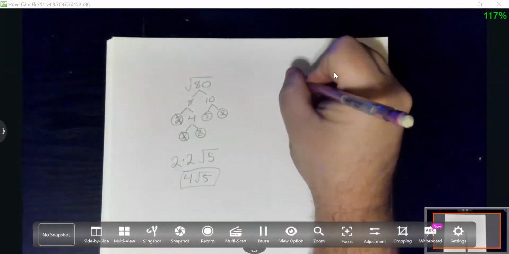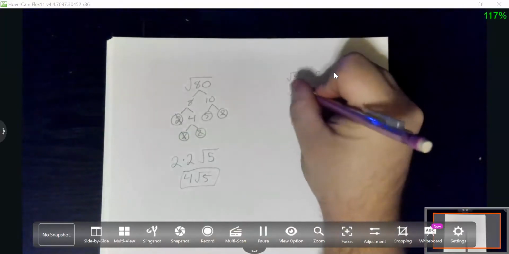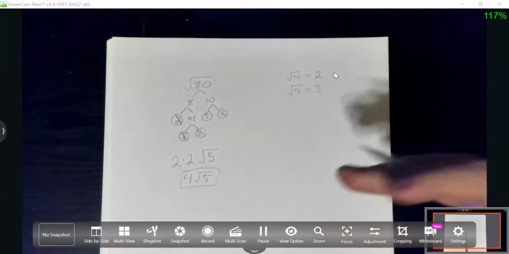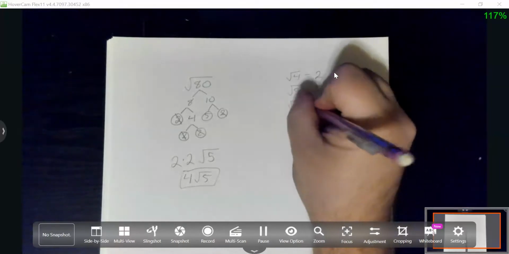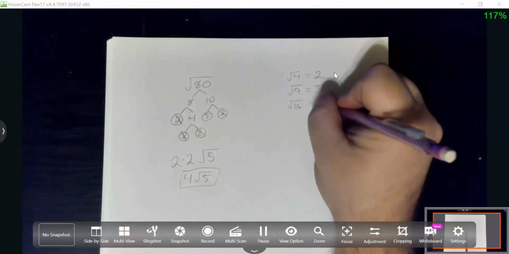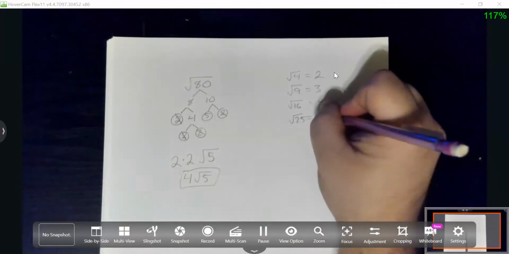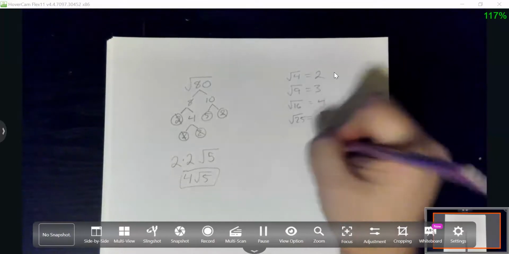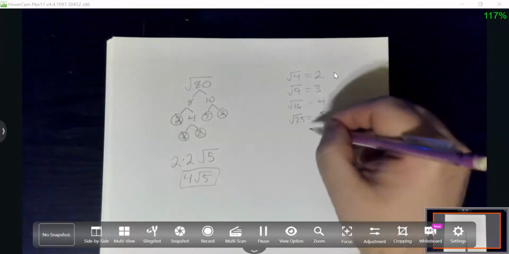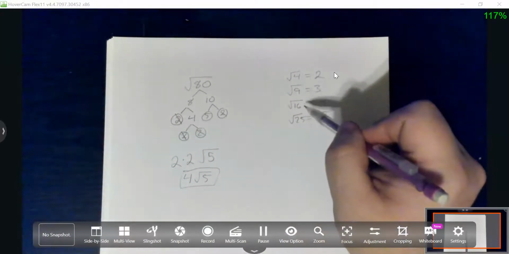We know things like the square root of 4 is equal to 2. We know that the square root of 9 is equal to 3. So all our basic common squares are things that we're looking for. The square root of 16 would be 4. The square root of 25 would be 5, and so on and so forth. These are numbers that we're looking for, so we can take this and break it up into nice pairs that we can use.